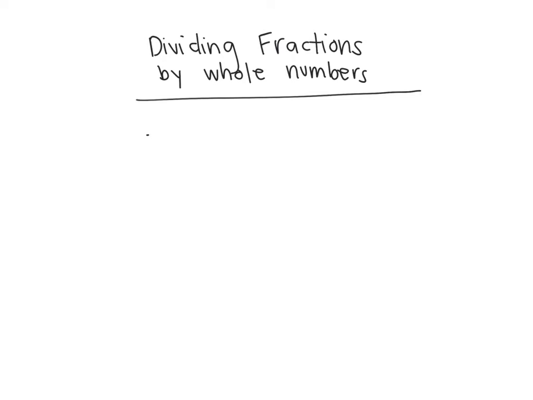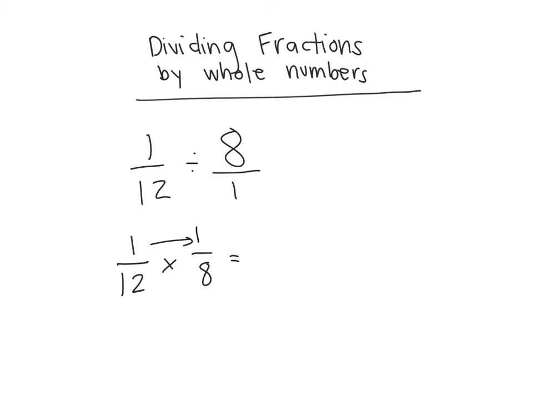Okay, so then we have 1 over 12 divided by 8. And the first thing we need to do is put 8 over 1 because we can't have two different things. We have to have two fractions. So then we have to flip the second fraction, and then we just multiply. So now it's 1 over 8, and then we multiply. So 1 times 1 is 1, and then 12 times 8 is 96. So our answer would be 1 over 96.